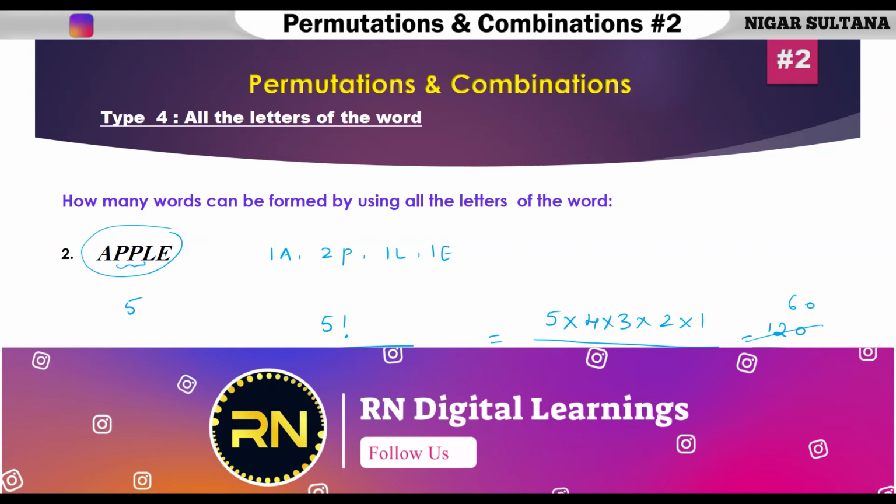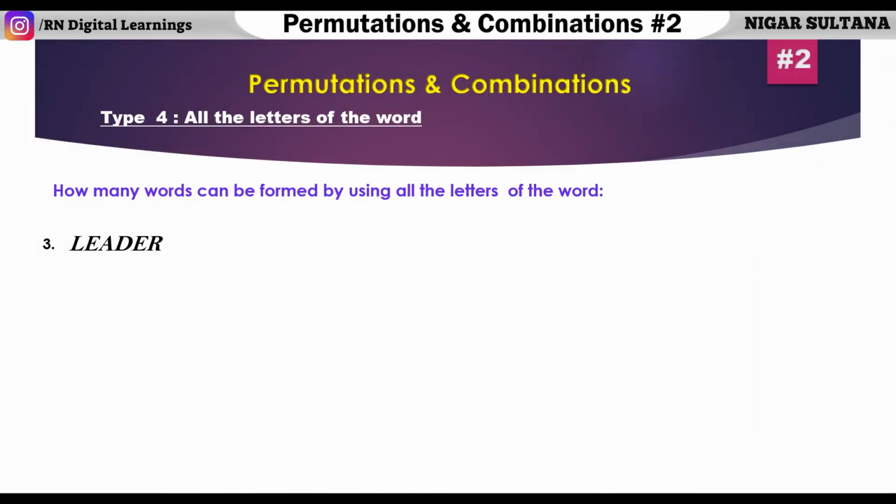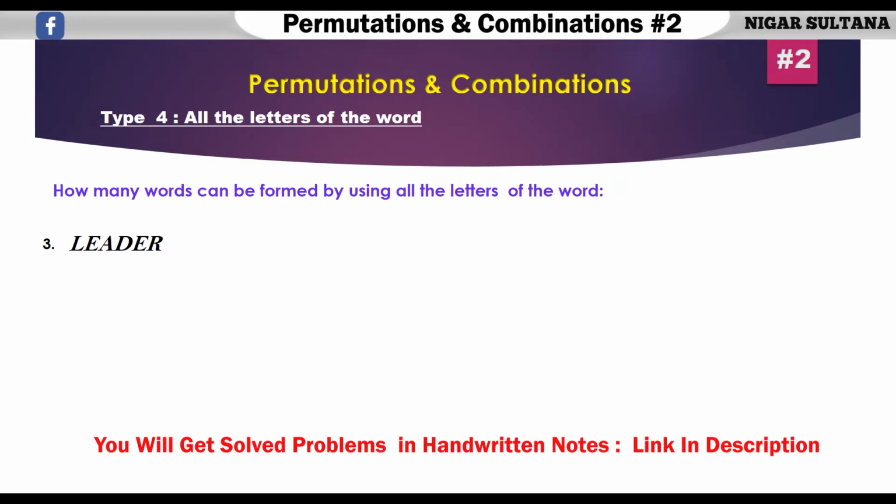Now let's see the next problem. Leader. So here we have again the letter E repeated twice. First see what is the total number of letters we have: 1, 2, 3, 4, 5 and 6. So this is 6P6, that is 6 factorial, isn't it?